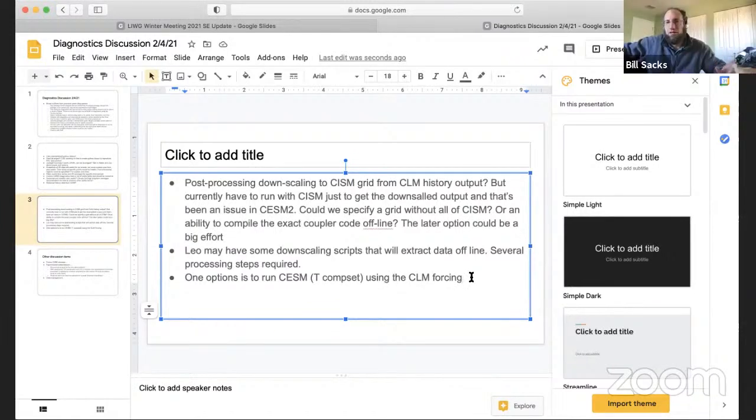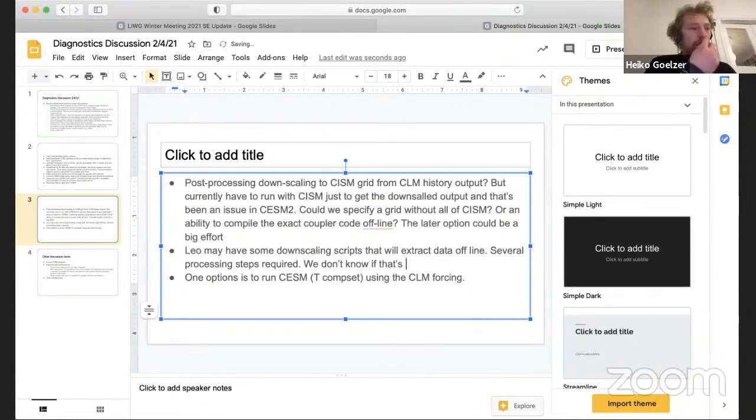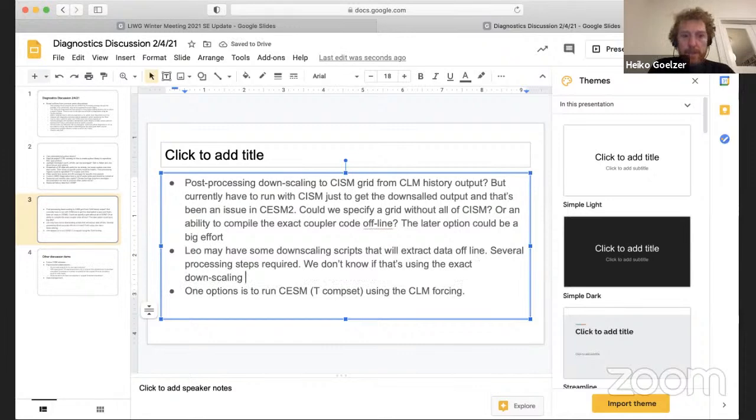So your point being that Leo has some scripts to downscale those files, once you have them, to the CESM grid. Yeah. And then I think it just comes back to Kate's point, which is, is that downscaling method exactly the same as what you would get in CESM? It's probably about the same and conceptually the same, but whether it's exactly using the same downscaling algorithms may not be. Whether that's important or not depends. Yeah, in my understanding, it was at least very nearly the same. But I don't know about the details of this.